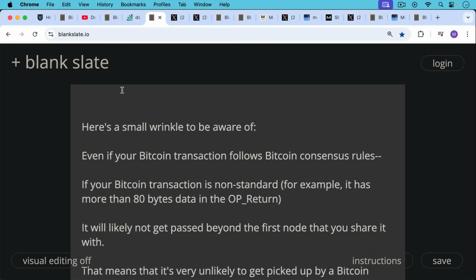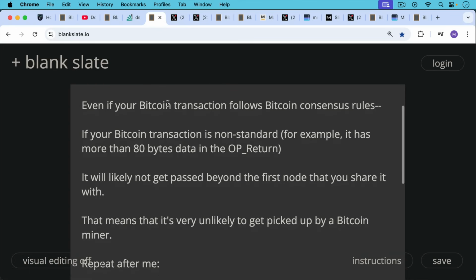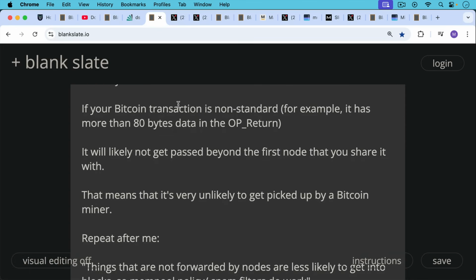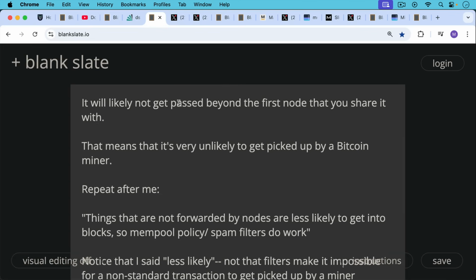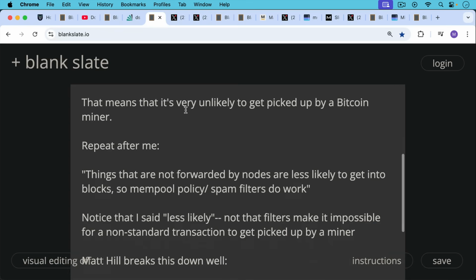Here's a small wrinkle to be aware of. Even if your Bitcoin transaction follows Bitcoin consensus rules, if your Bitcoin transaction is non-standard, for example, it has more than 80 bytes of data in the op return, it will likely not get passed beyond the first node that you share it with. That means that it's very unlikely to get picked up by a Bitcoin miner. So repeat after me: things that are not forwarded by nodes are less likely to get into blocks. So mempool policy and spam filters do work. And notice that I said less likely, not that filters make it impossible for a non-standard transaction to get picked up by a miner, but that they make it less likely.